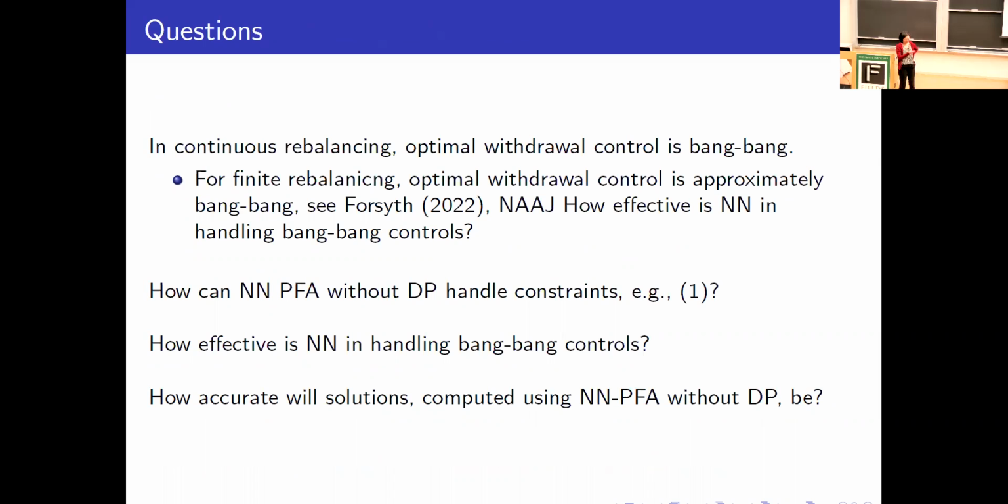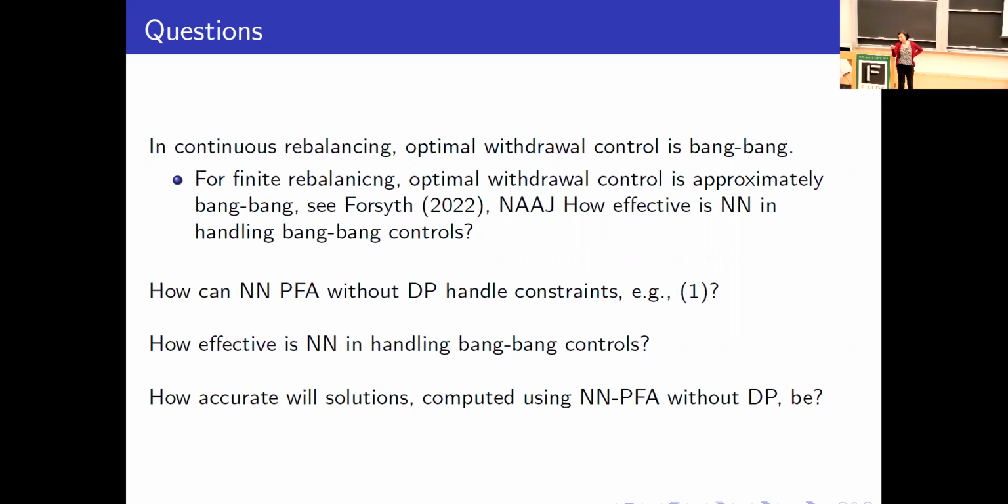How well will this work? In the continuous rebalancing setting, the optimal withdrawal control is a bang control. It means you either withdraw Q min or Q max, bang. That's what we know. And in the discrete rebalancing case, the withdrawal control is also approximately bang. So the control is discontinuous. Can a neural network produce such an optimal control?